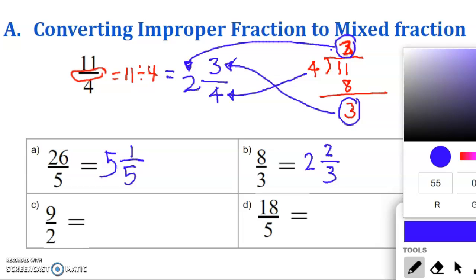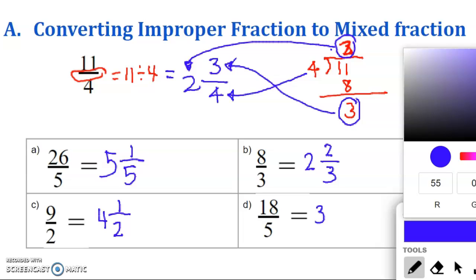How many times does 2 go into 9? Goes into 9 4 whole times. 4 times 2 is 8. So if I subtract 8 from 9, 9 minus 8 is 1. So we have 1 left over. So that's 4 and 1 over 2.